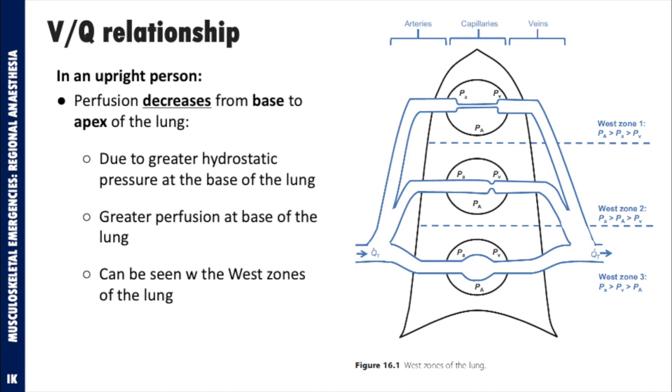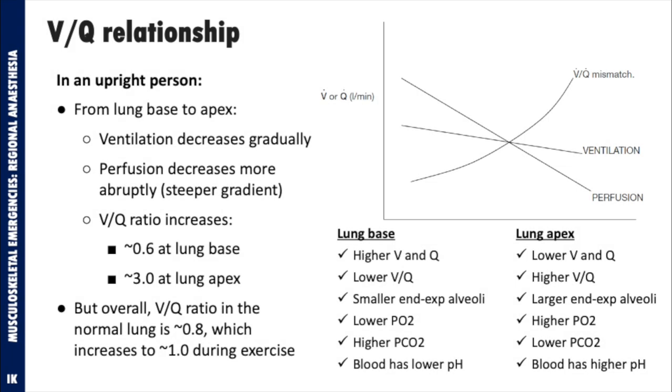And zone 2, arterial is higher than alveolar, but alveolar is higher than venous. So you have partial collapse. You have what we call the waterfall effect or Starling resistor. At the base of the lung, alveoli have continuous flow, because the artery is higher than the venous, which is higher than the alveolar pressure. Okay? These are the three zones. You need to know at least these three zones. Pressure, flow, perfusion is higher at the base compared to the apex.